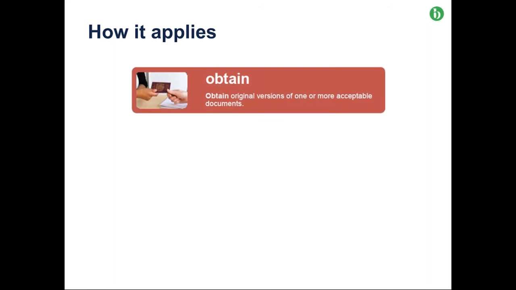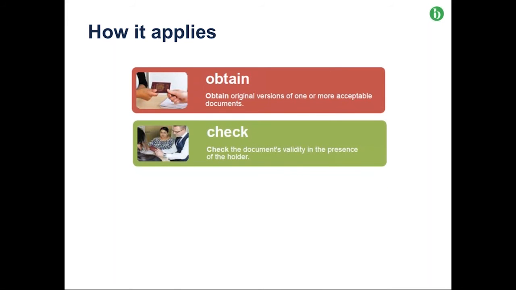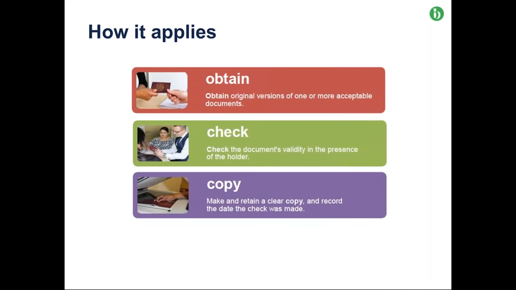So how does the right to work check apply? Well, it's essentially a three-step process. The first step being obtain original versions of one or more acceptable documents. The second step being to check the documents in the presence of the holder. And the final step is to make a clear copy and record the date the check was made. Providing you carry out these steps, you will have what is known as a statutory excuse against any potential fine scenario if the individual was later found not to have a right to work.